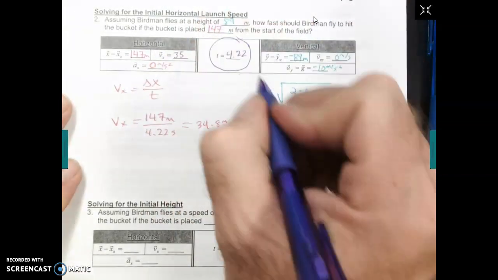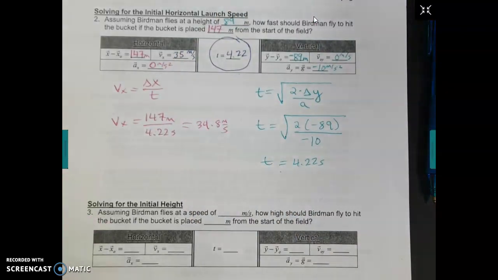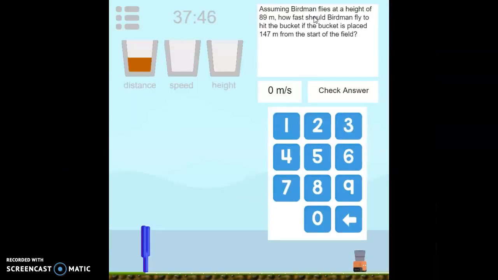We're going to round that number to 35 when we type it into the simulator, because the simulator only wants whole numbers. But that represents the speed that the projectile has as it travels. It's got to be 35 meters per second in order to hit this bucket that's positioned 147 meters away from the goalpost whenever the bird is flying 89 meters above the ground.